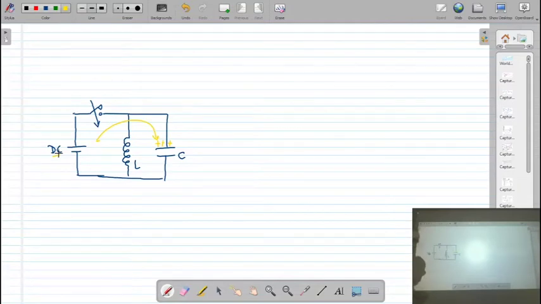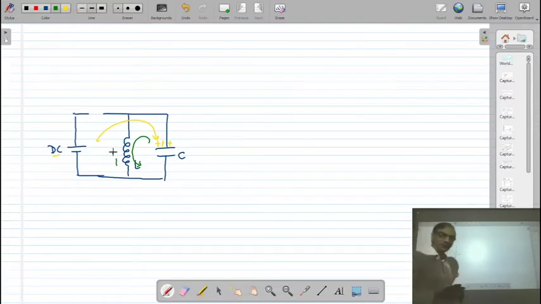And then after charging the capacitor, if we open the switch, the DC source is disconnected. Only the combination of L and C is there. So in this condition, the capacitor is going to discharge in this way, through the inductor, and as a result there will be a flow of current.